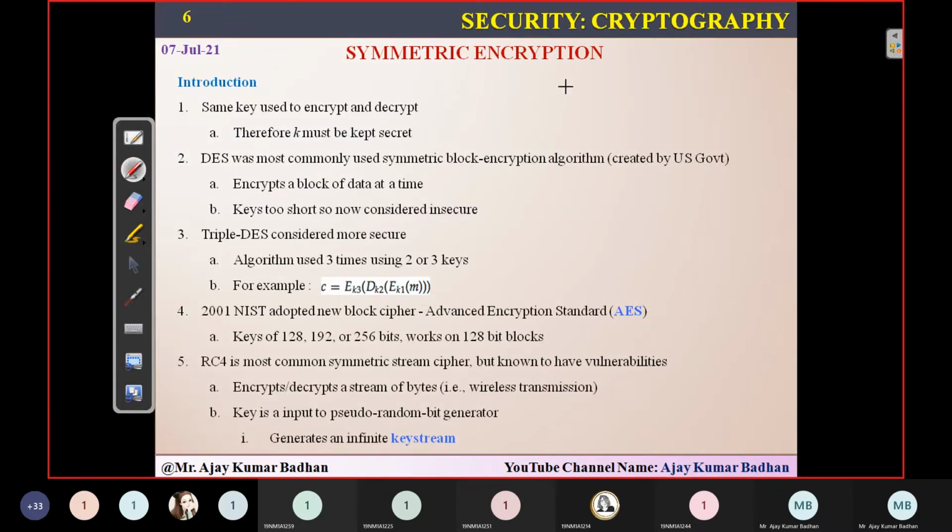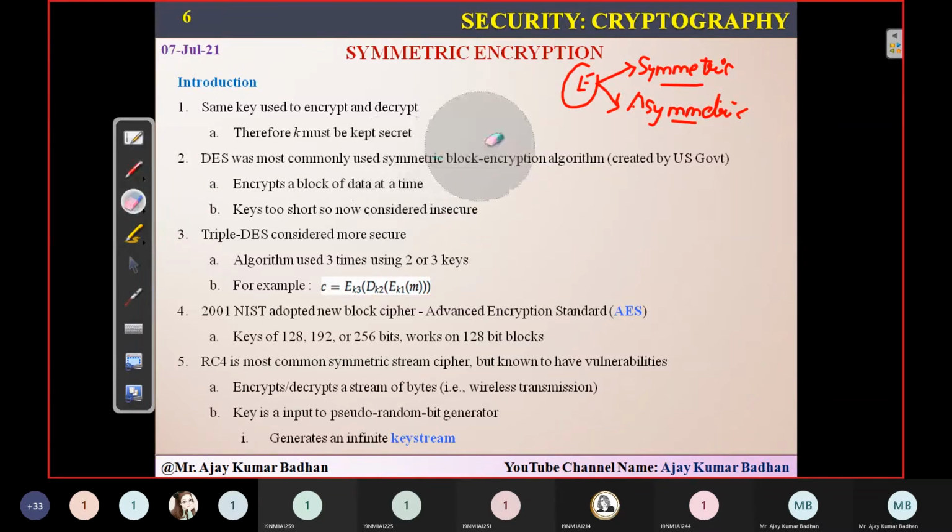Actually, this encryption is basically classified into two types. One is what we call symmetric encryption, and another one is what we call asymmetric encryption. The one which we are going to discuss right now is symmetric encryption.